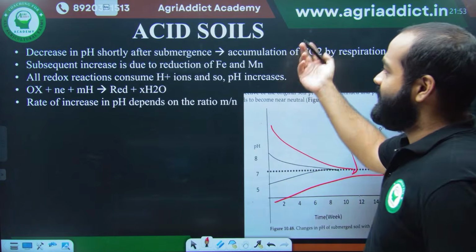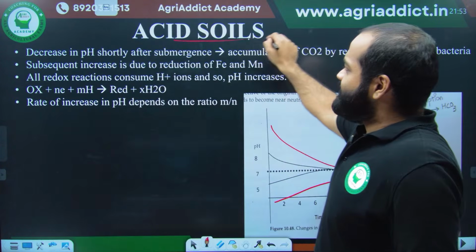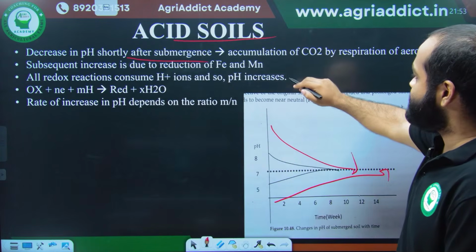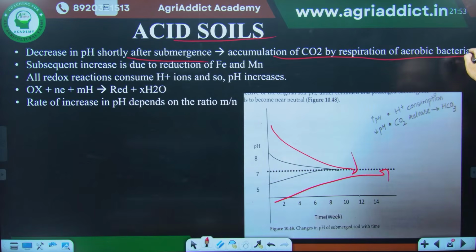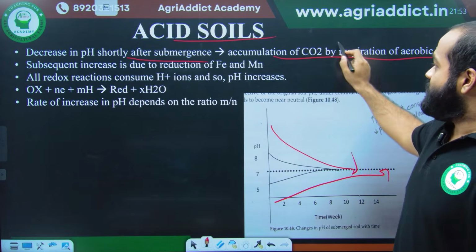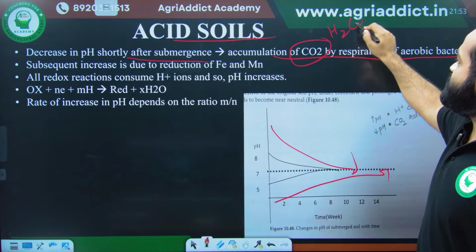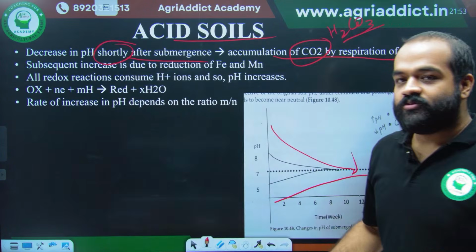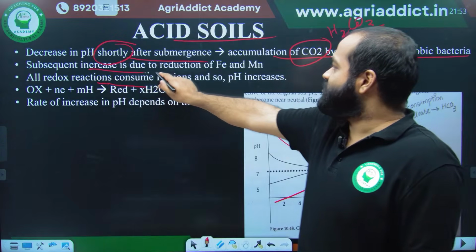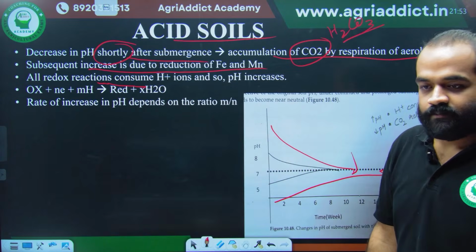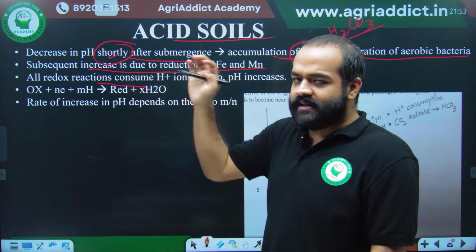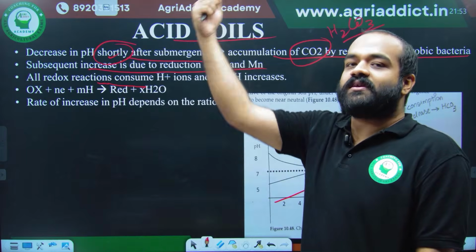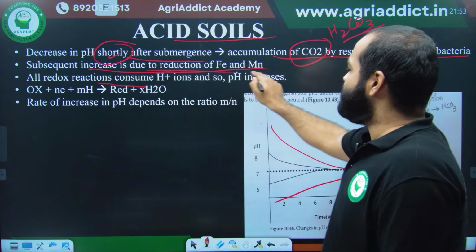Why? How? यहाँ पे लिखा है, in case of acid soil, decrease in pH shortly after submergence, accumulation of CO2 by respiration of aerobic bacteria. Accumulation of CO2 से क्या है, H2CO3 formation होगा, it will decrease the pH for a very short time. उसके बाद क्या है, subsequent increase is due to reduction of Fe and Mn. Just after submergence, जितना भी pH acid soil का था उससे और थोड़ा नीचे जाएगा, it will decrease a bit again, then it will start to increase. Why? Due to reduction of Fe and Mn.